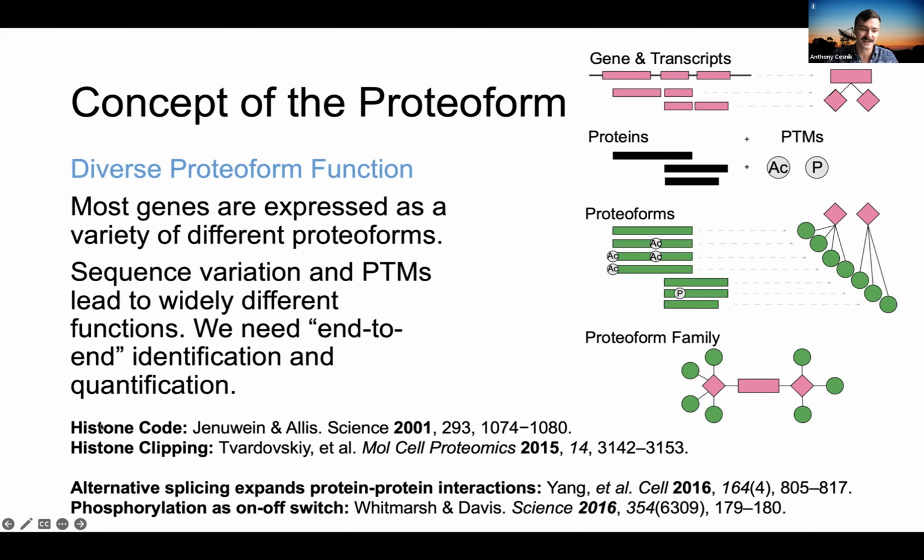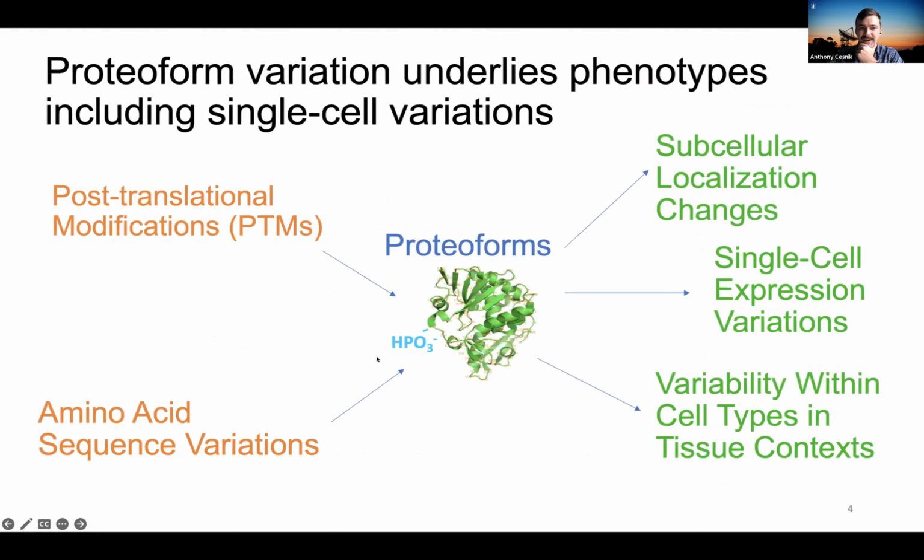And we have really good examples, as everyone knows here, of where proteoform variation can create different phenotypes or different functions. You have histones, you have histone clipping that changes the accessibility of chromatin. Alternative splicing can make proteoforms from the same gene that have as different interactions as different genes completely. And phosphorylation is a key example of signaling modification. So these proteoform variations underlie all sorts of phenotypes, and that includes cell-to-cell variations and subcellular variations that we'd hope to see.